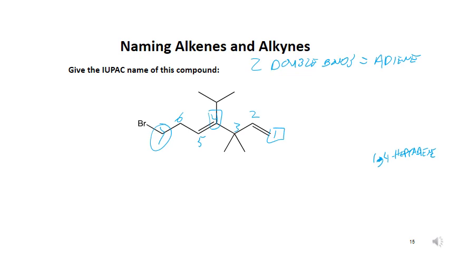After that, you just start ticking off the substituents. You've got 3,3-dimethyl. You've got 4-isopropyl, and you've got 7-bromo. Okay, so those are the substituents. So now you have to decide the order in which you put them in, and it's alphabetical.